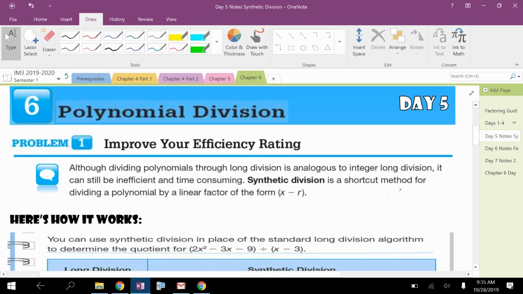Synthetic, what does synthetic mean? Like fake. Yeah, good. Okay, because what we do learn in co-taught is called long division and synthetic division. We do both. Okay, long division's not fun.